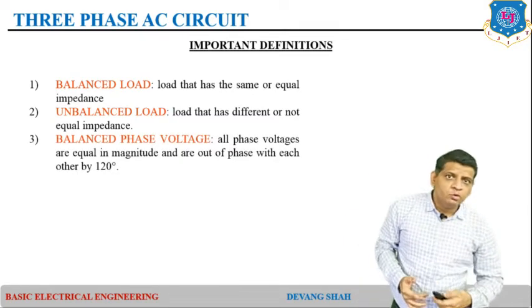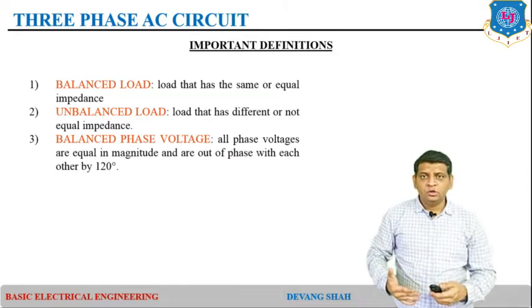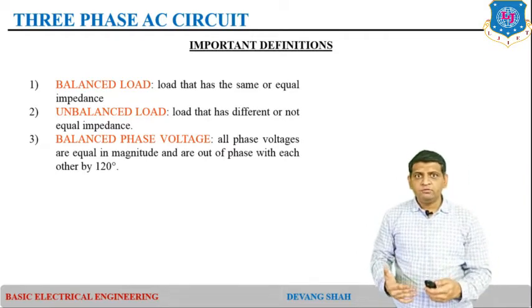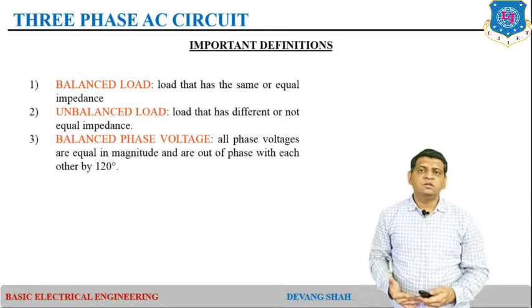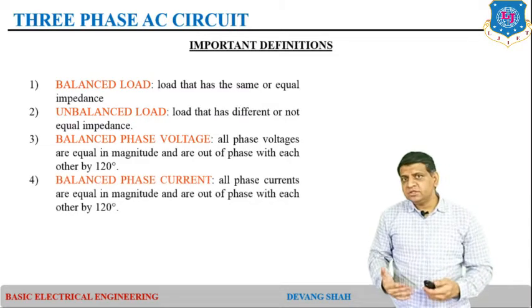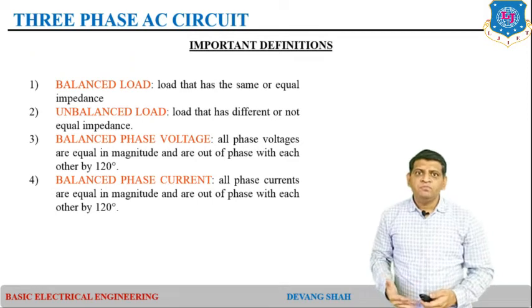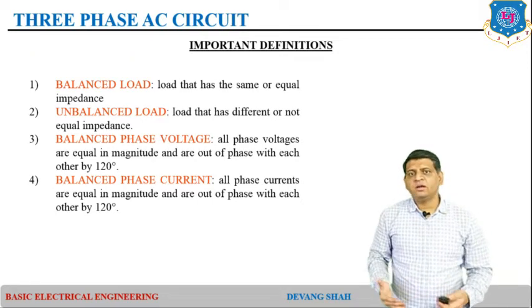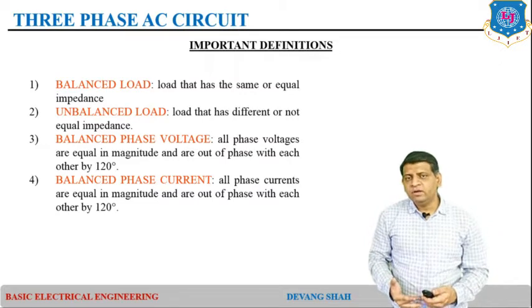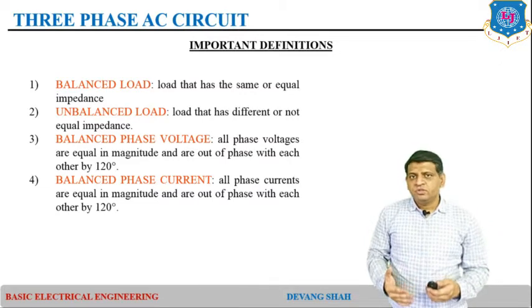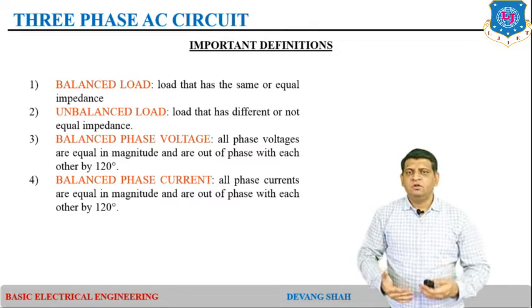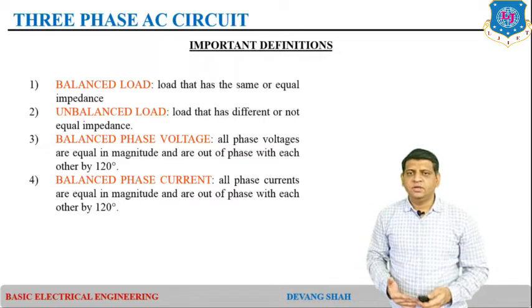Likewise, we learn about the balanced phase voltage, where all the phase voltages are equal in magnitude and out of phase with each other by 120 degrees. Balanced load current means all phase currents are the same in magnitude and all are out of phase with each other by 120 degrees. So these are the common definitions of balanced load, balanced phase voltages and balanced phase currents.